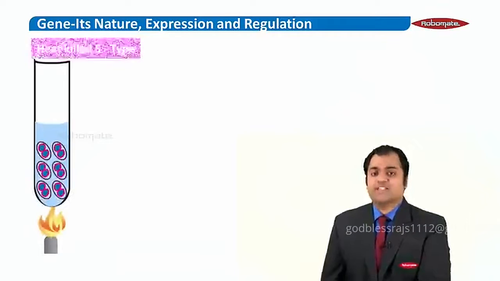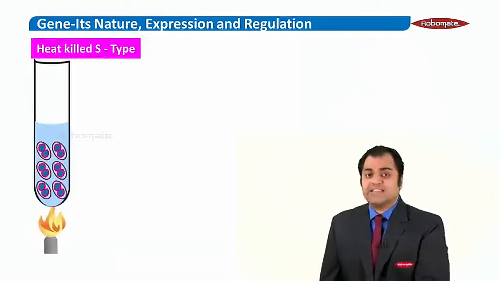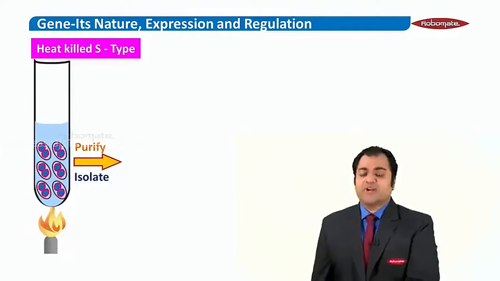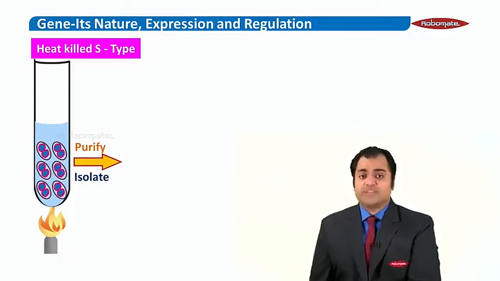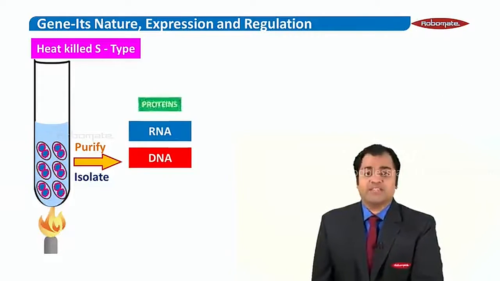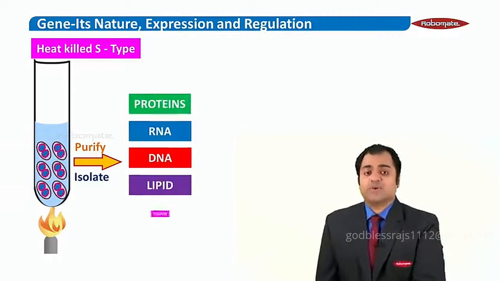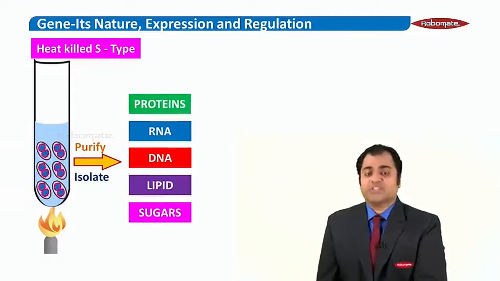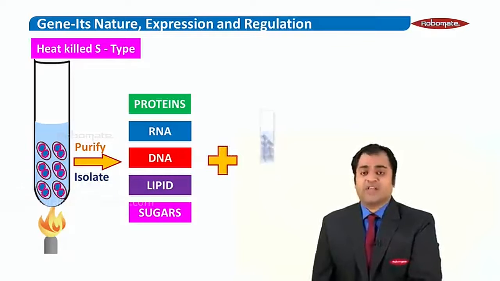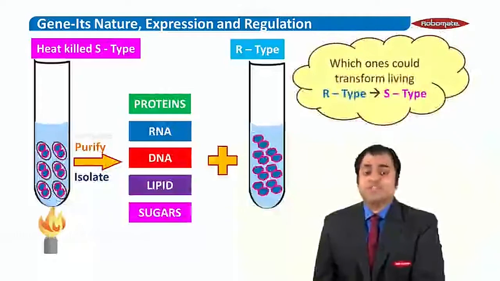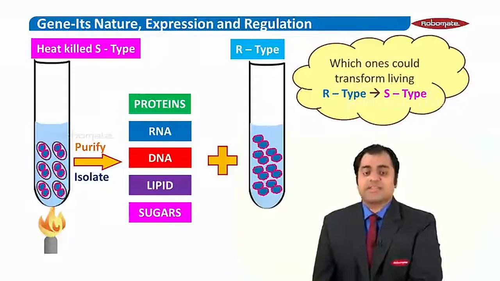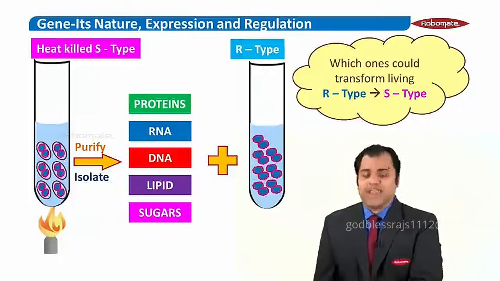Now what they basically did was they took the heat-killed S-type and tried to isolate and purify the components of the cell. Okay? What did they purify and isolate? Different components of a cell. Now let's recollect the different components of a cell. They would include the DNA, the RNA, proteins, lipids, and also sugars or carbohydrates. These were the several different components of the heat-killed S-type cells. And they individually mixed each of the components with the live R-type to see which one could transform the live R-type into the live S-type. Okay, so let us see what they did and what their conclusions were.